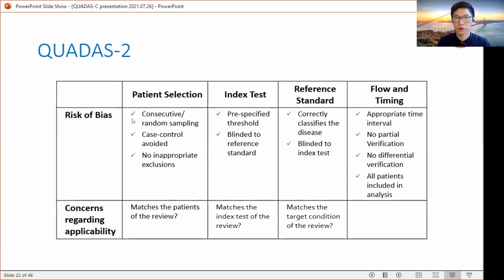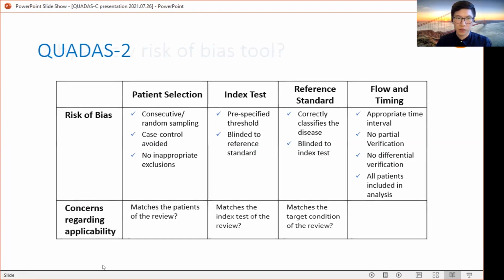You can see that there are four columns, which correspond to four domains: patient selection, index test, reference standard, and flow and timing. For each domain, there are questions about risk of bias and questions about so-called concerns regarding applicability. Concerns regarding applicability is only relevant when you're doing a systematic review, because they ask, for example, whether the patients in the study correspond to the patients predefined by your review question.